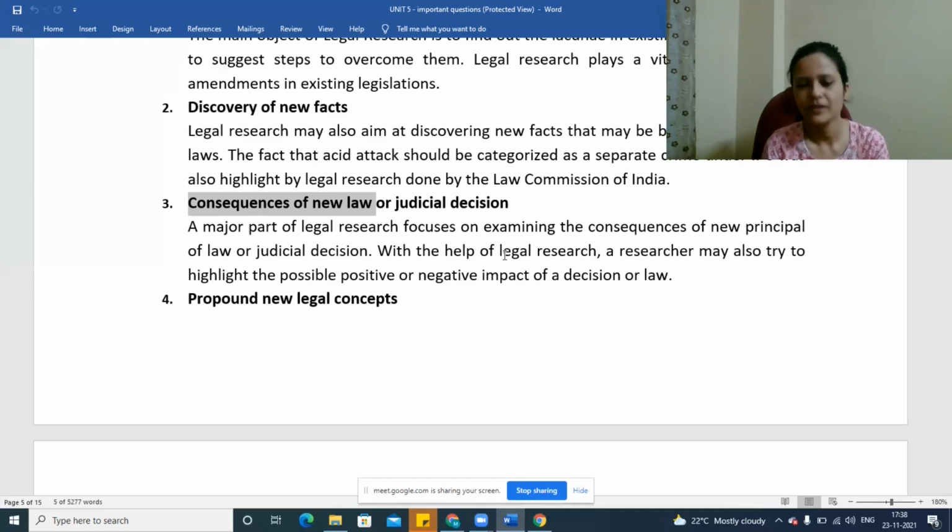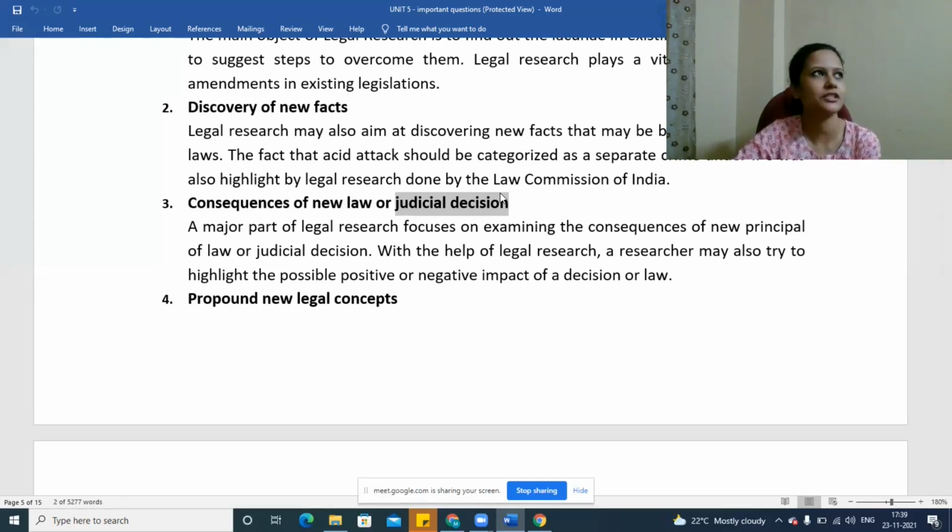They will, yeah, right. So this is again nothing but legal research, like whatever was going on in all those previous days, that is nothing but consequences of a new law. What will happen if this new law applies? Same way, relating to a judicial decision also, the same thing will happen.